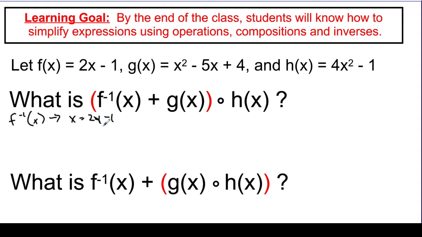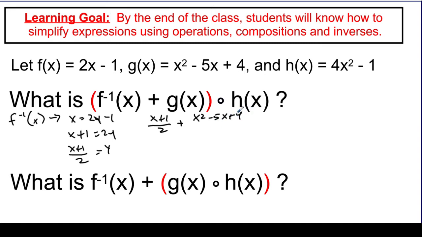I need to get this back into y equals form, so I'm going to add 1 over to the x, and then I'm going to divide by 2. So y is equal to x plus 1 over 2. I would say this right here is the inverse. So instead of writing f inverse, we're going to write x plus 1 over 2, and that needs to be added to g of x, which is x squared minus 5x plus 4.